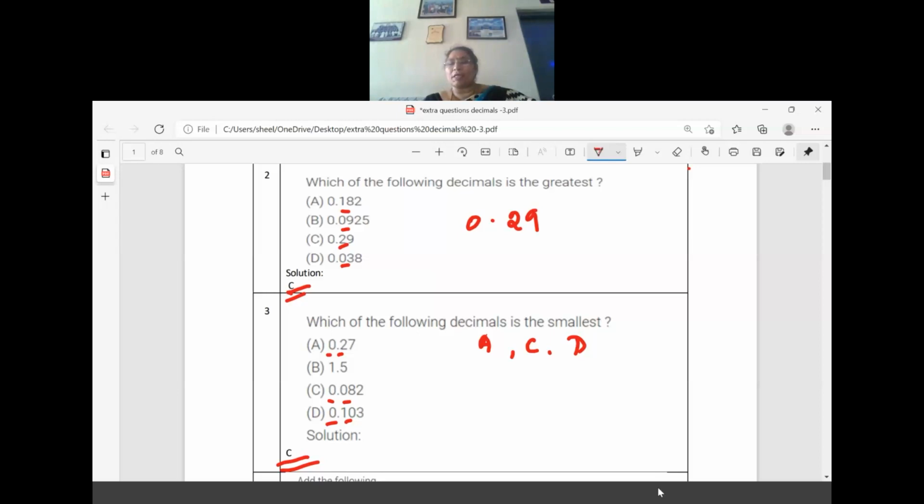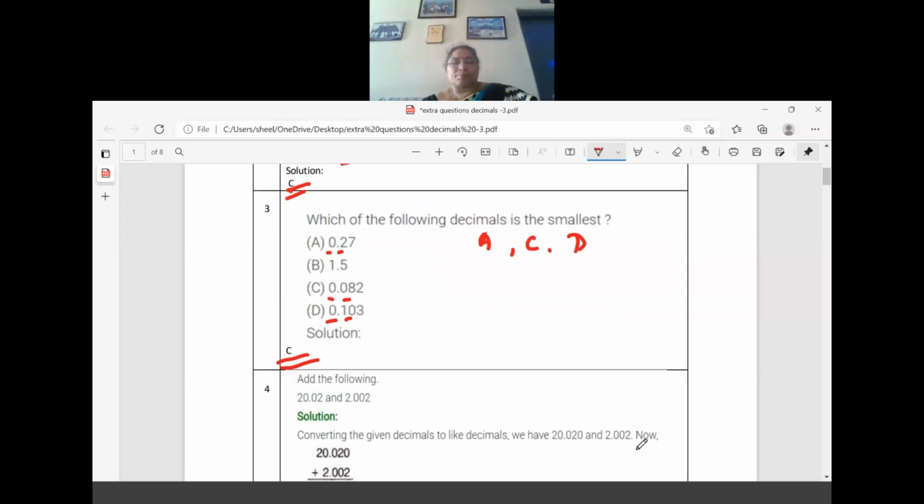B is eliminated because it is the greater number. Then the tenths place digits are 2, 0 and 1. Among that, which is the smallest? 0 is the smallest. So C is the option there, right?